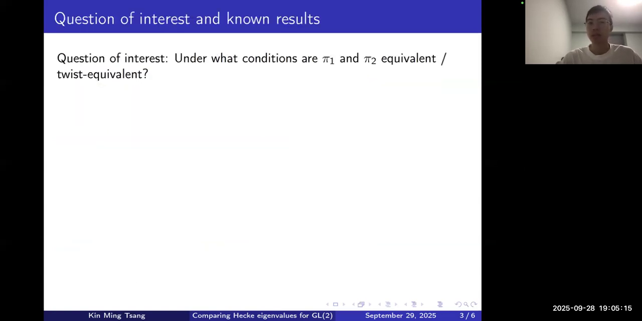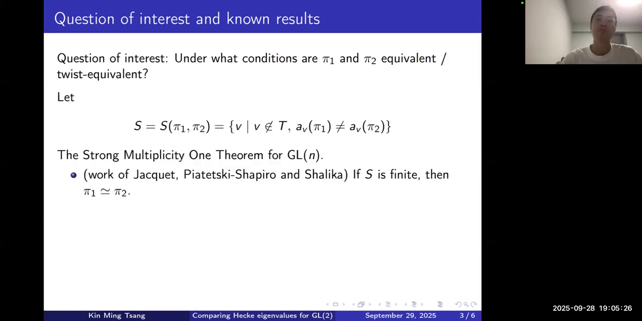Okay, so now let's get into the question of interest. We're interested in asking under what conditions π1 and π2 are equivalent or twist equivalent. So let us consider the set S, which is the set of all places v for which a_v(π1) is not equal to a_v(π2). The strong multiplicity one theorem for GL_n, by Hecke, Piatetski-Shapiro, and Shalika, says that if this set is finite, then π1 and π2 are equivalent.